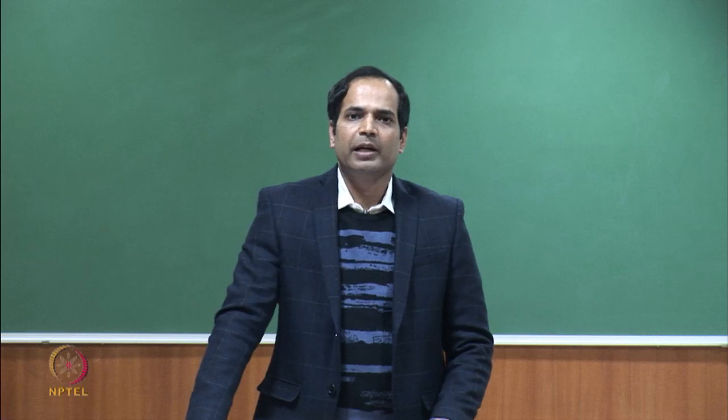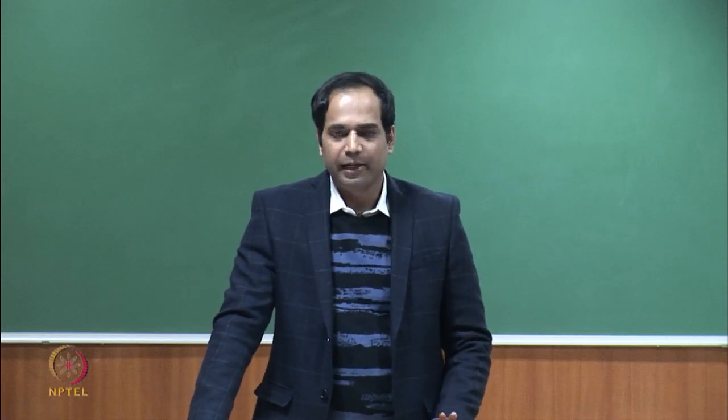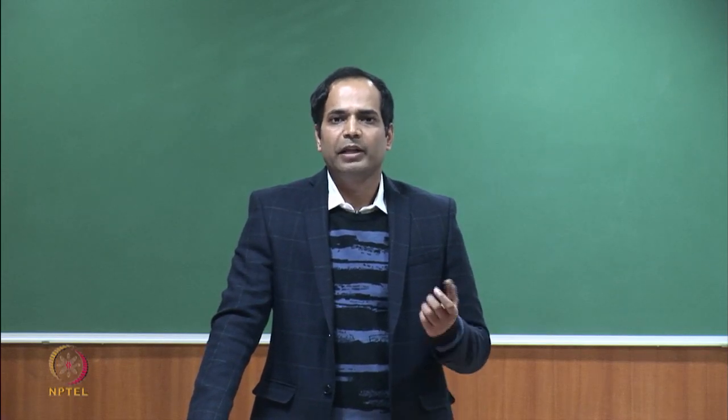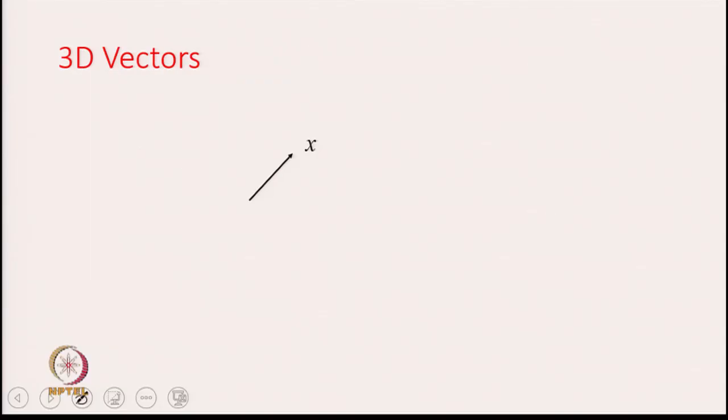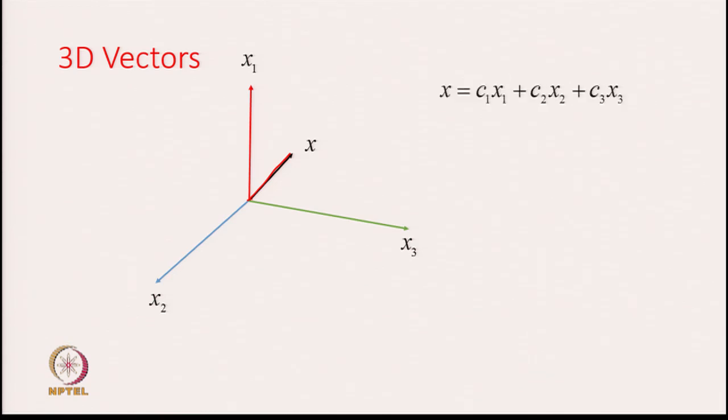Now, we are moving to the last but probably the most important idea: how can we do the orthogonal expansion of a signal. Let us start with vectors. Let us assume that I have a vector x, and I can express this vector x in terms of orthogonal components. For example, I can decompose any vector in terms of i, j and k components. So, I can express a vector in terms of orthogonal components x1, x2 and x3. There are 3 orthogonal components, and using these 3 orthogonal components, I can span a 3D space.